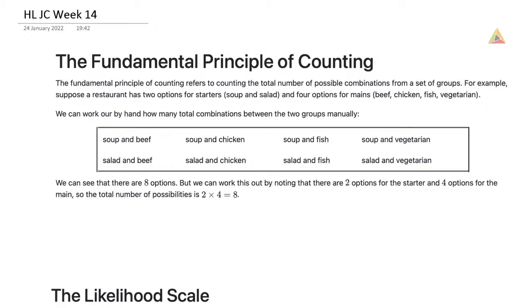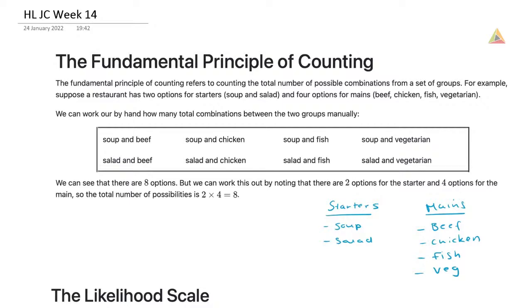So I'm just going to write out here again. Starters, we have two options. So we have soup and we have salad. And then for mains, what they've told us is that we have four options. We have beef, chicken, fish, or vegetarian. So you've got four options for mains and two options for starters. Now we can work out by hand how many total combinations there are between the two groups.